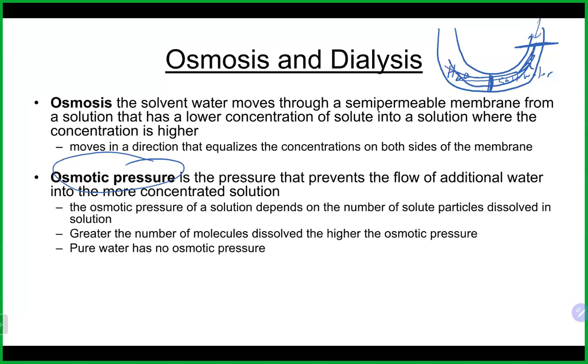The osmotic pressure of a solution is dependent on how many particles you have floating around in there. So the more particles you have in there, the higher the osmotic pressure of that solution would be. Pure water has no osmotic pressure because frankly, it is pure. It has nothing floating around in it, right? There are no particles floating around in water, just water, and it would have no osmotic pressure.